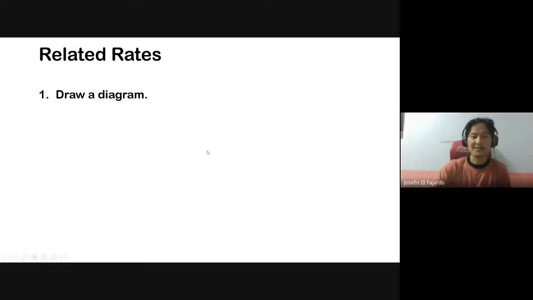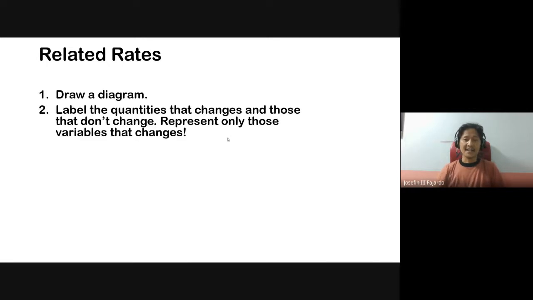Okay? So, first is we draw the diagram. Basically, when solving problems, usually, if not most of the time, we have to draw the diagram para mas madali natin maintindihan kung ano yung nangyayari sa problem. But basically, kapag hindi naman kailangan or imposibleng ma-drawing, hindi natin kailangan i-drawing. But again, most of the times we have to draw the diagram. Okay, next is, after drawing the diagram, we label the quantities, the changes, and those that don't change.